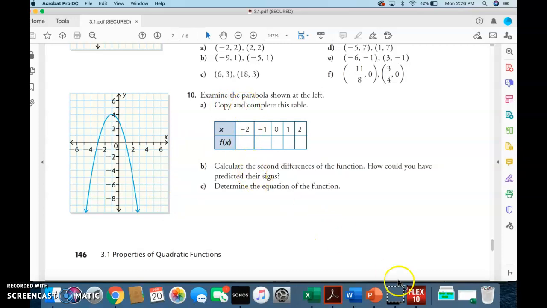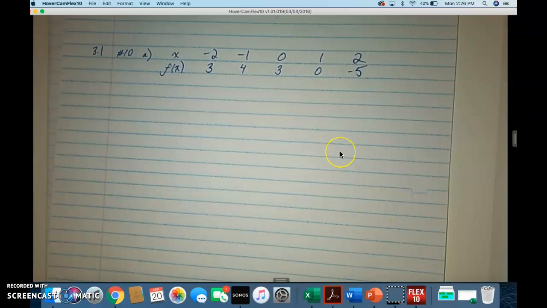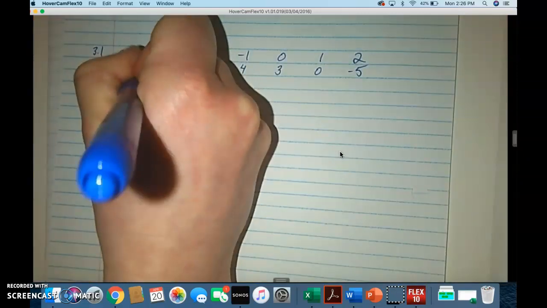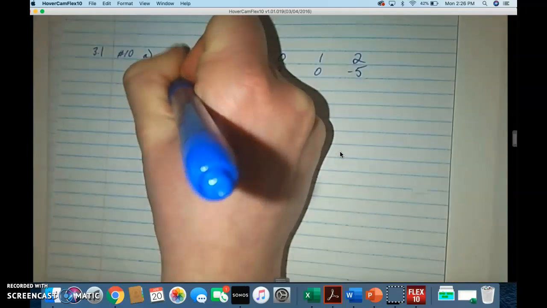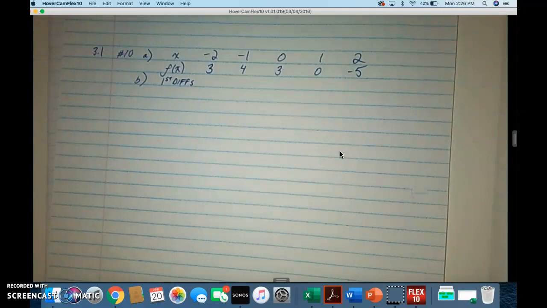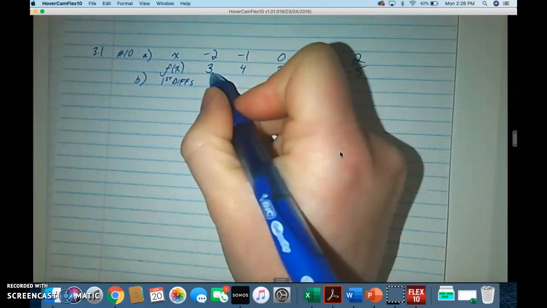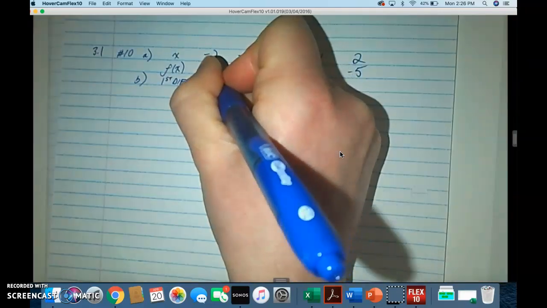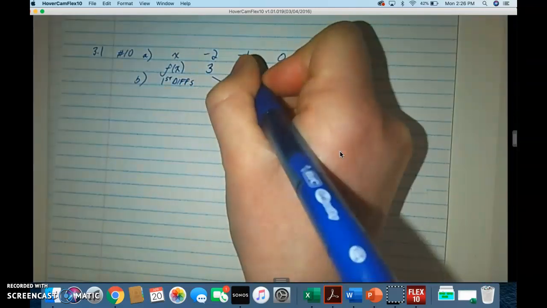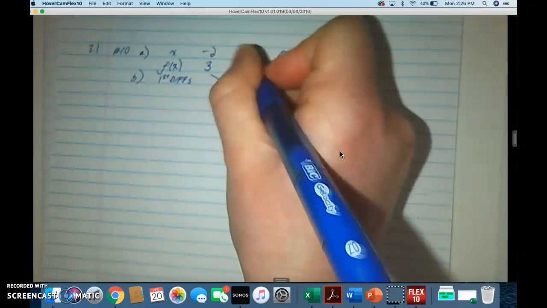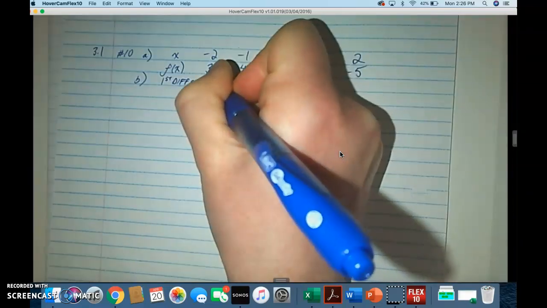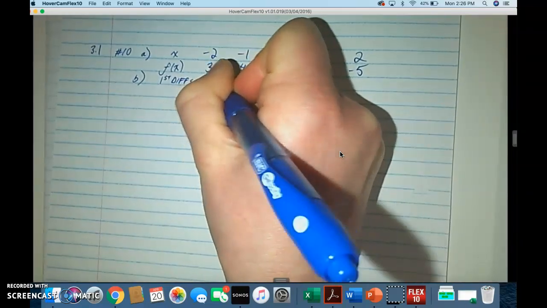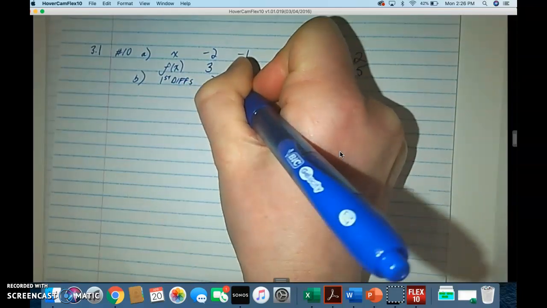Second part, calculate the second differences. Now, to calculate second differences, I first need to calculate first differences. Okay, and this is just the differences between y coordinates. So I've got those listed in my table, and I'm always going to do number on the right minus number on the left. So here to get the first difference, it's 4 minus 3, so that's going to be obviously 1.